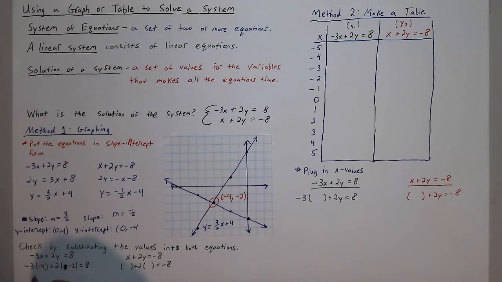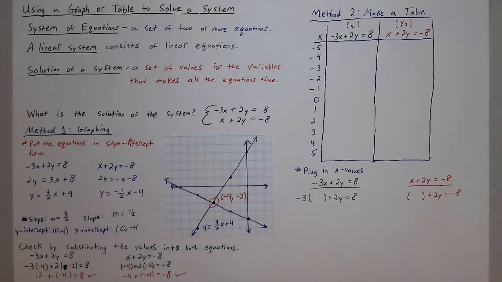That gives me a positive 12 plus negative 4, and that does indeed equal 8. And I can plug it into the other equation because it needs to be true for both of them. So I get negative 4 plus 2 times negative 2, which gives me negative 4 plus negative 4, which does give me a negative 8. So this is a correct solution to that system.